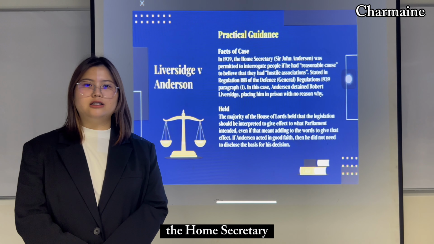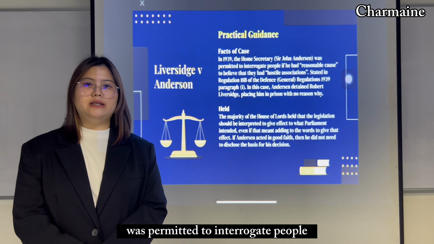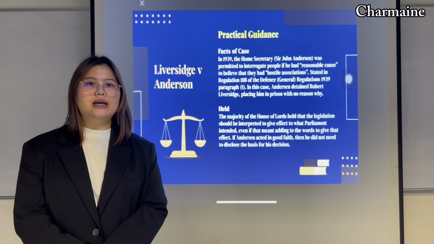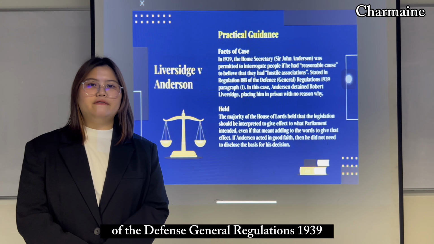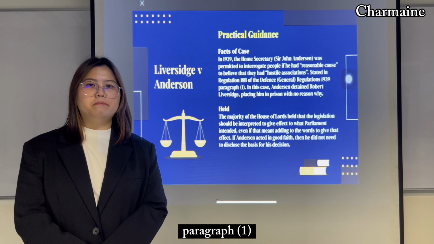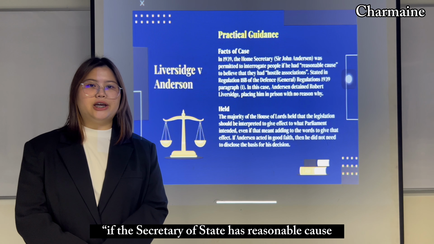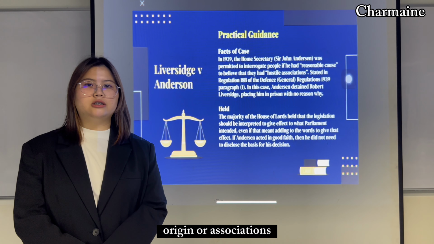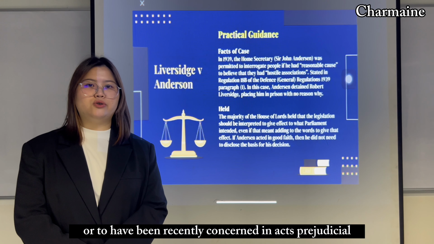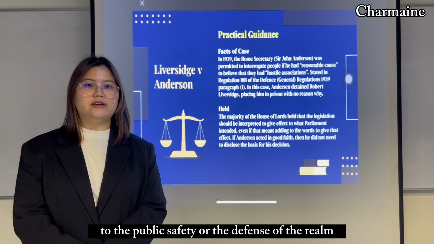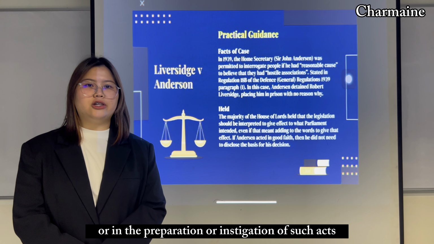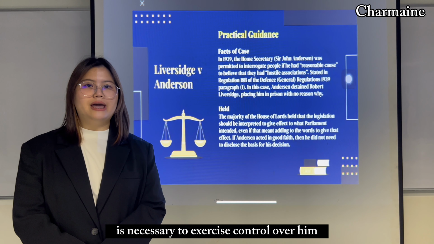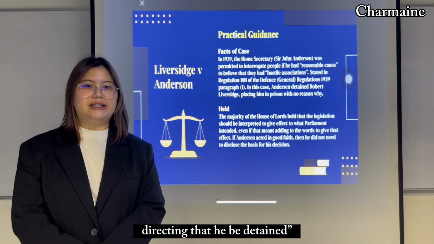In 1939, the Home Secretary, Sir John Anderson, was permitted to interrogate people if he had reasonable cause to believe that they had hostile associations. This was permitted by Regulation 18B of the Defence General Regulations 1939, paragraph clause 1, which states: if the Secretary of State has reasonable cause to believe any person to be of hostile origin or associations, or to have been recently concerned in acts prejudicial to the public safety or the defence of the realm, or in the preparation or instigation of such acts, and that by reason thereof it is necessary to exercise control over him, he may make an order against that person directing that he be detained.